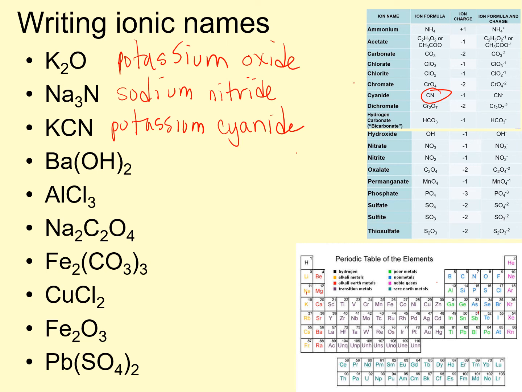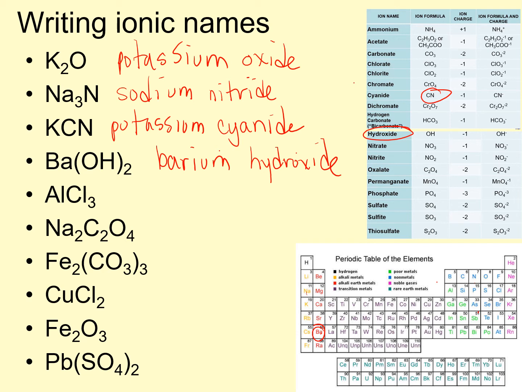BaOH. Ba is here. It's a barium. All right. And then OH in parentheses, that must be a polyatomic ion. Can I find it? Can I find hydroxide? All right. So what does that mean? Do we need a Roman numeral? No, because barium's always a +2. Right there.